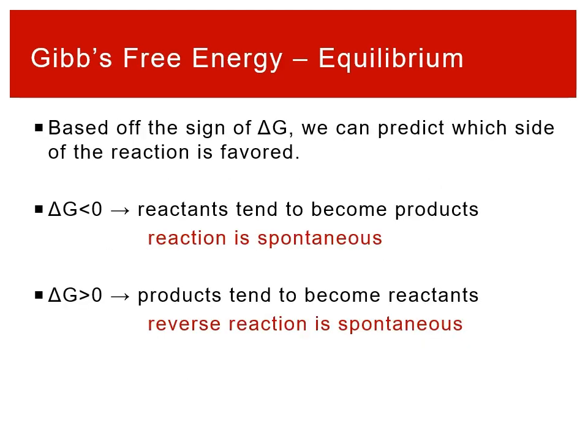And so, the sign of delta G tells us the spontaneity. When delta G is negative, the reactants tend to become products and the reaction is spontaneous. When delta G is positive, we've previously said that that means that your reaction doesn't happen, but really just that the forward reaction doesn't happen. But the reverse reaction is spontaneous. Those products that you've identified would turn into those reactants.